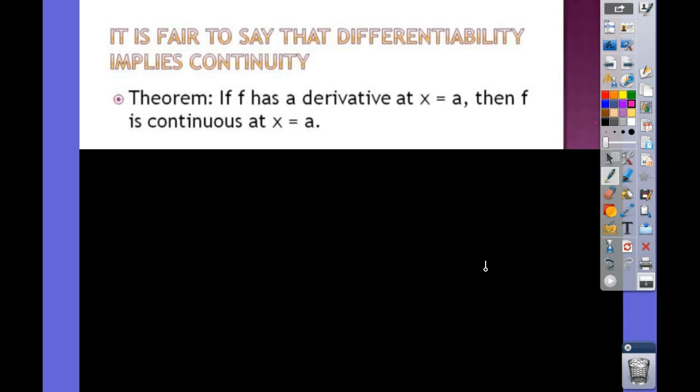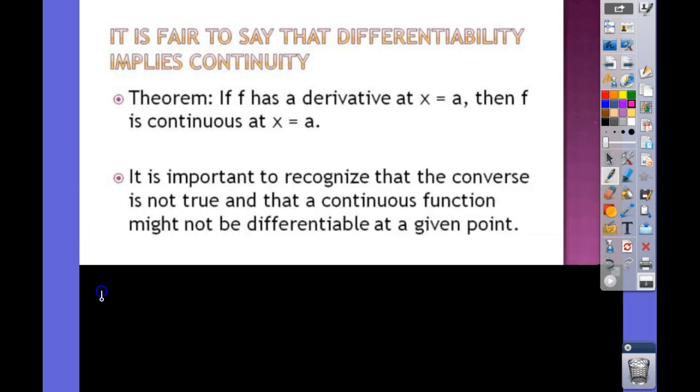You can't say that something is differentiable just because it's continuous. It's the reverse of that. This is saying because it's differentiable, it is continuous. You can't say because it's continuous, it's differentiable. That's what I meant. Continuity does not imply differentiability. That's the idea. It is important to recognize the converse is not true, and that a continuous function might not be differentiable.